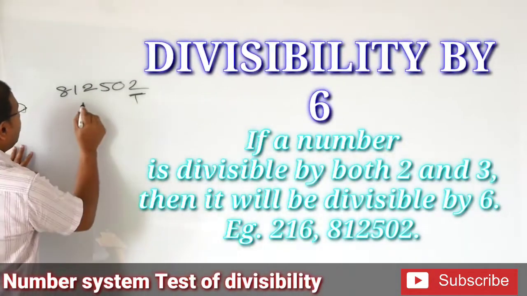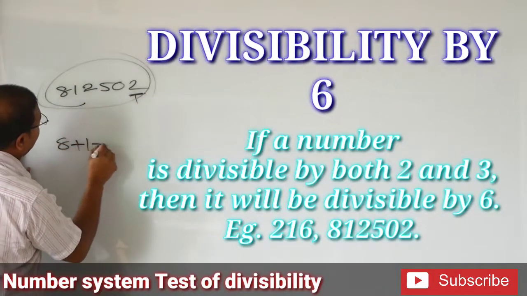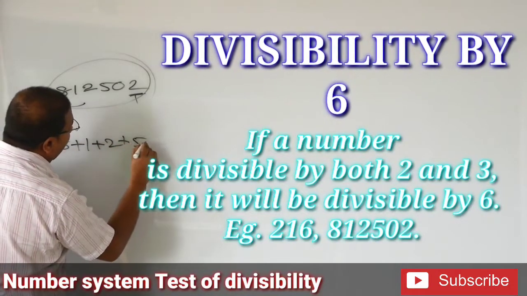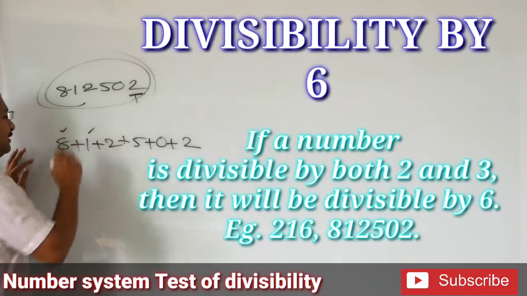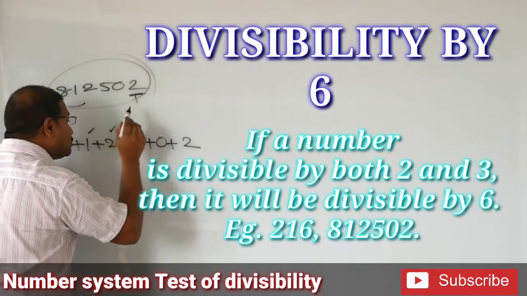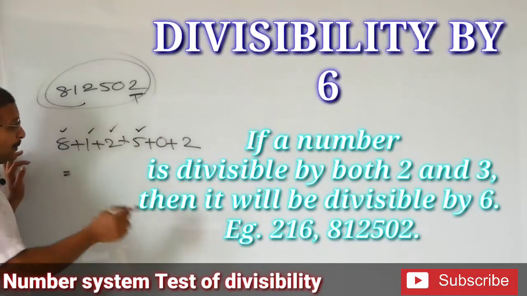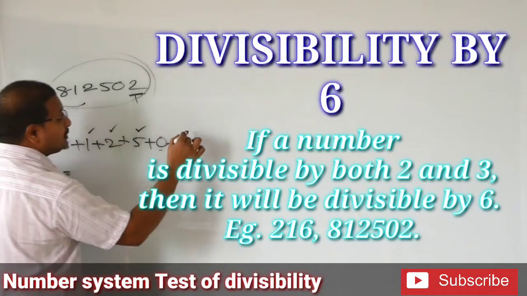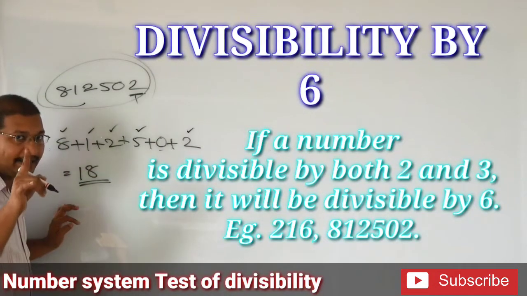Ready? After that, take the sum of these digits. 8 plus 1 plus 2 plus 5 plus 0 plus 2 equals: 8 plus 1 is 9. 9 plus 2 is 11. 11 plus 5 is 16. Plus 0 is 16. Plus 2, that is 18. 18 is divisible by 3.